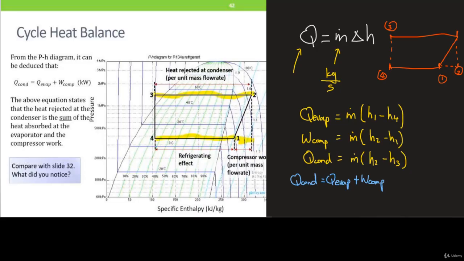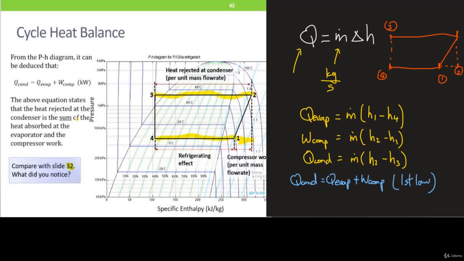So you may find this very familiar. We've seen this somewhere, and it's actually on your slide 32. Slide 32 is your first law of thermodynamics. Sorry, it's not on your slide 32, it is on your slide 21. If you look at slide 21, so this one is not slide 32, it's slide 21. Sorry for the typo error.